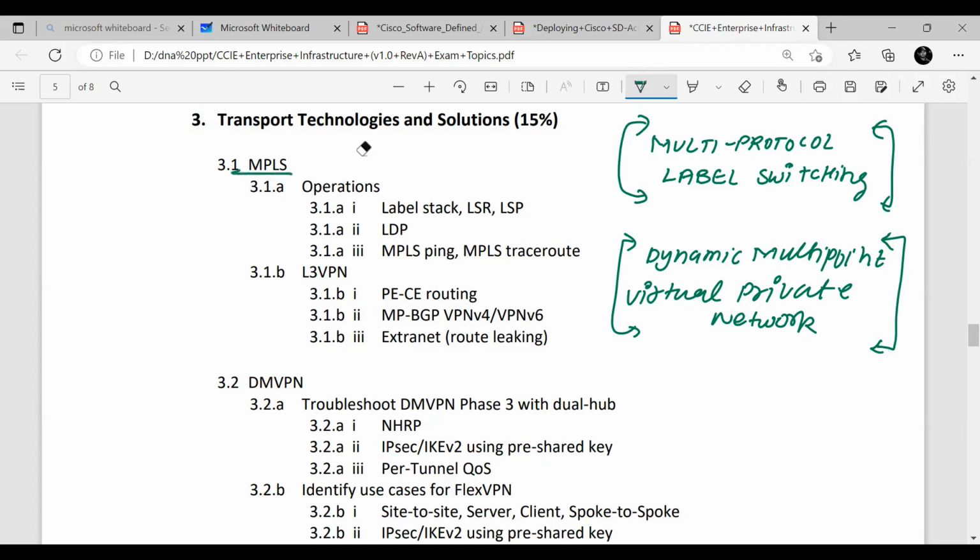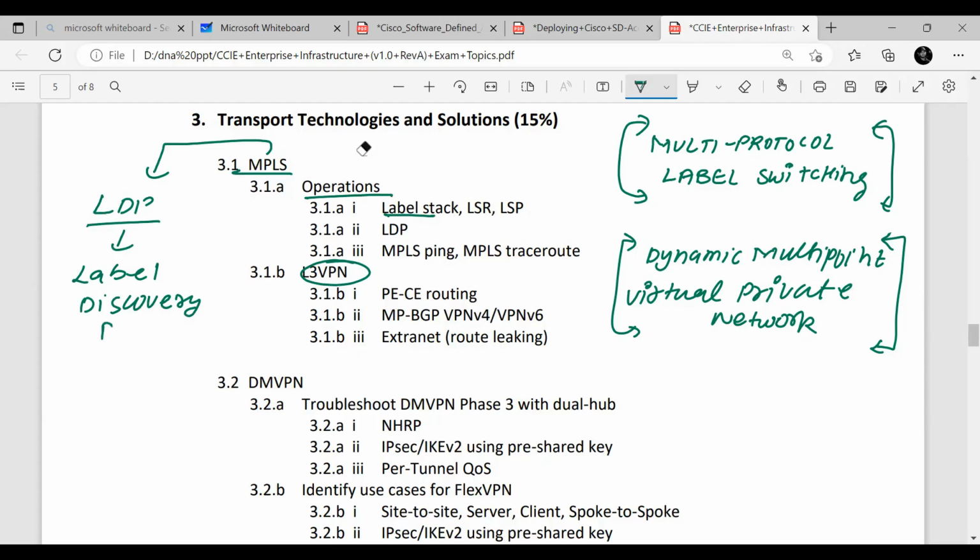So in MPLS, we have MPLS operations and layer 3 VPN, because MPLS is just a term. You know who is the real hero? The real hero is LDP, Label Distribution Protocol, because MPLS is just a name. MPLS is not a protocol by itself, right? So the main hero is LDP.